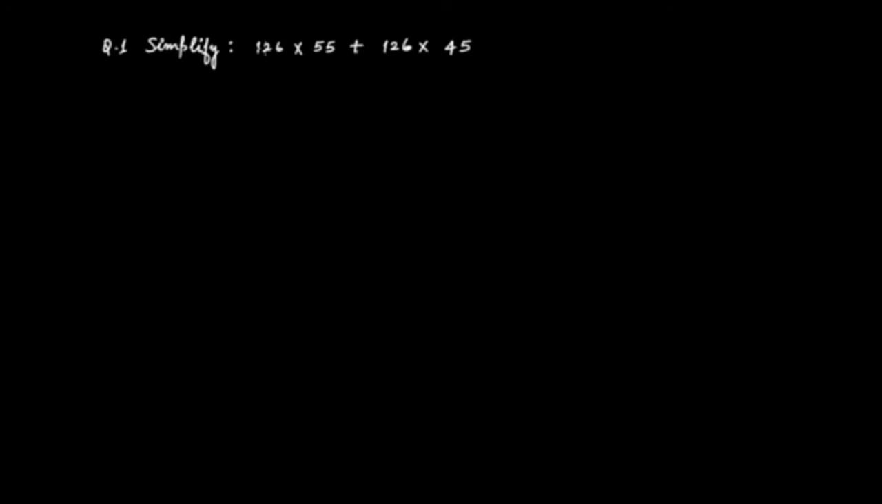It should not be like you just straightaway multiply 126 by 55 and then 126 by 45 and then add them. You have to simplify. You have to use the properties of whole numbers that we have discussed in the prior videos. Here you could see that you have 126 in common, right? Both are addition signs, and here it is 126 and here it is 126.